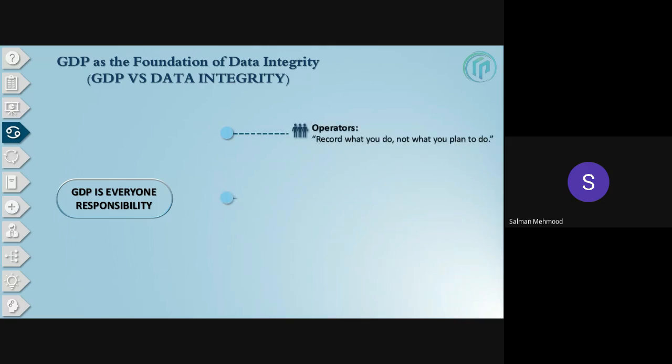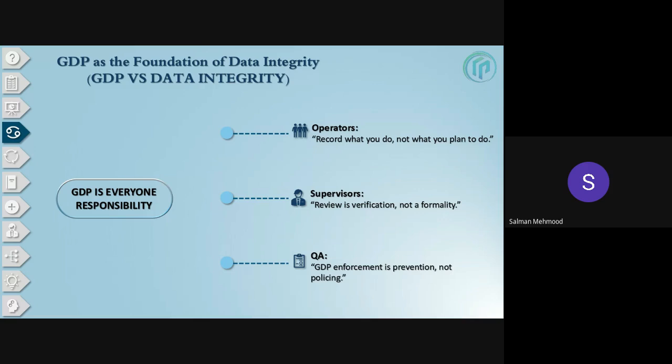GDP is everyone's responsibility. Many people think GDP is only the job of QA persons. But let me be very clear. GDP is not a department. GDP is a culture. If a production operator writes a log record incorrectly, this is a GDP issue.